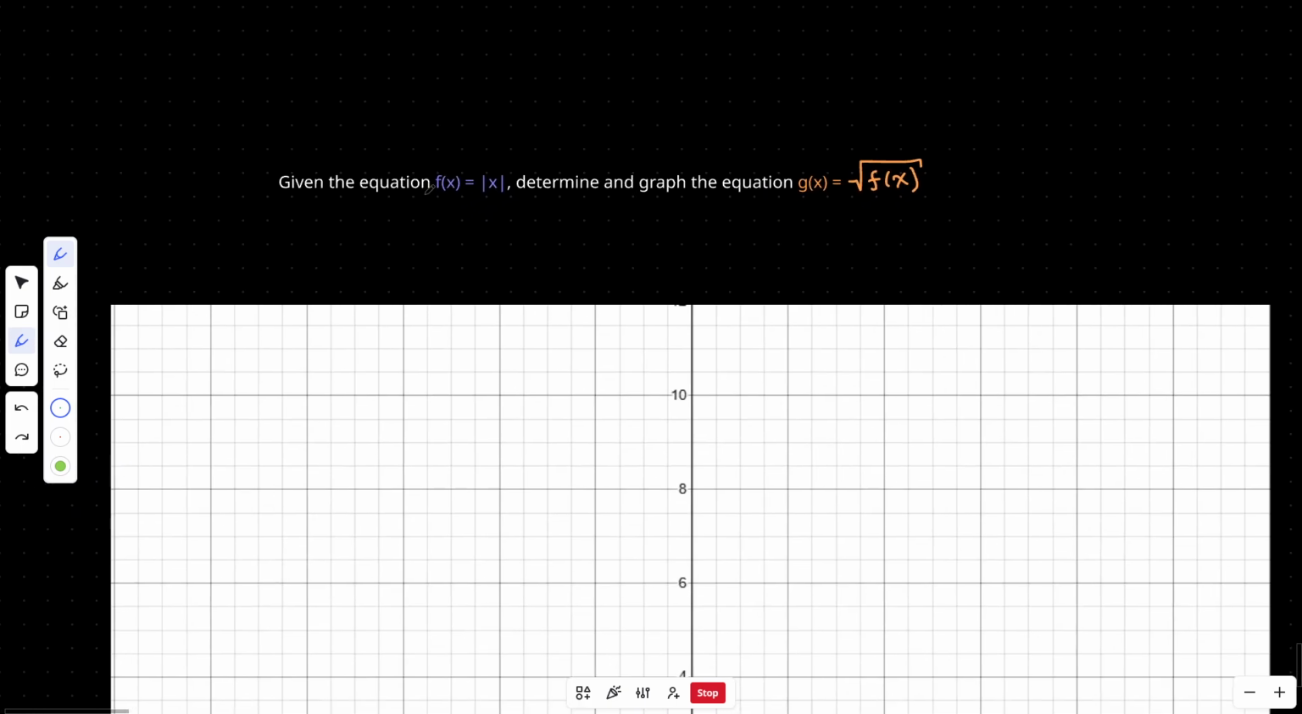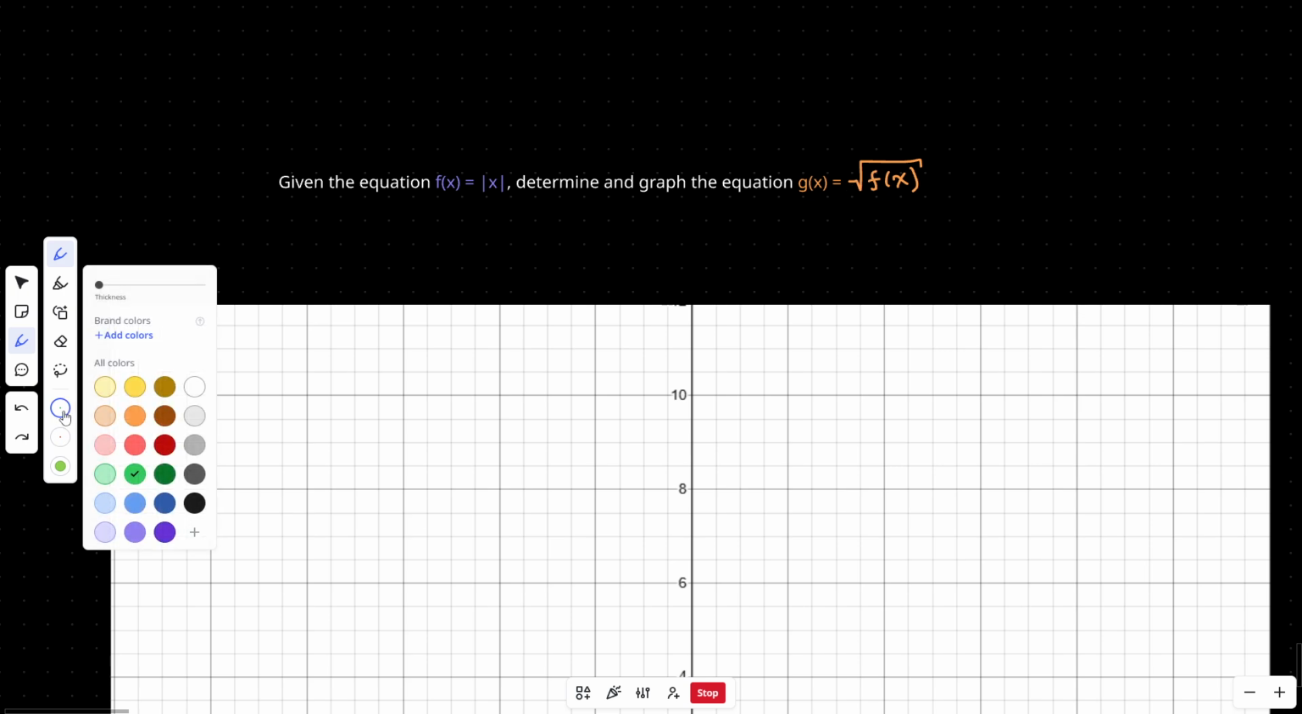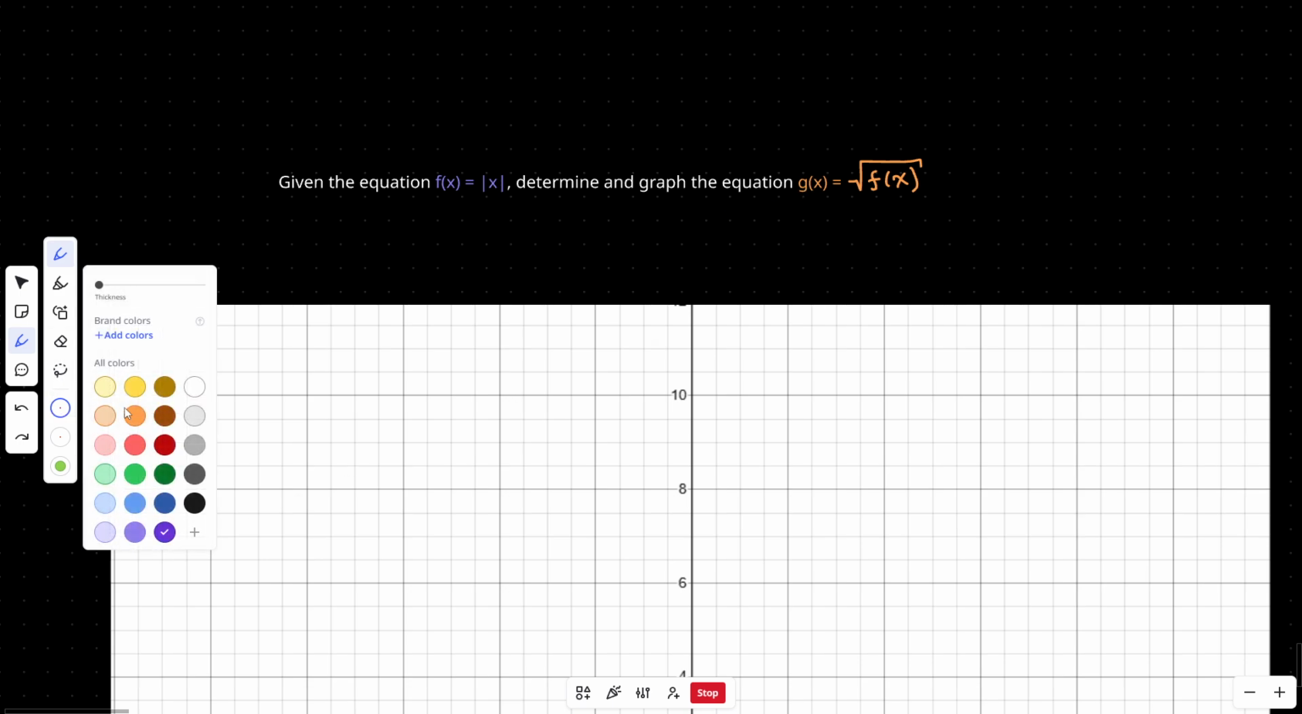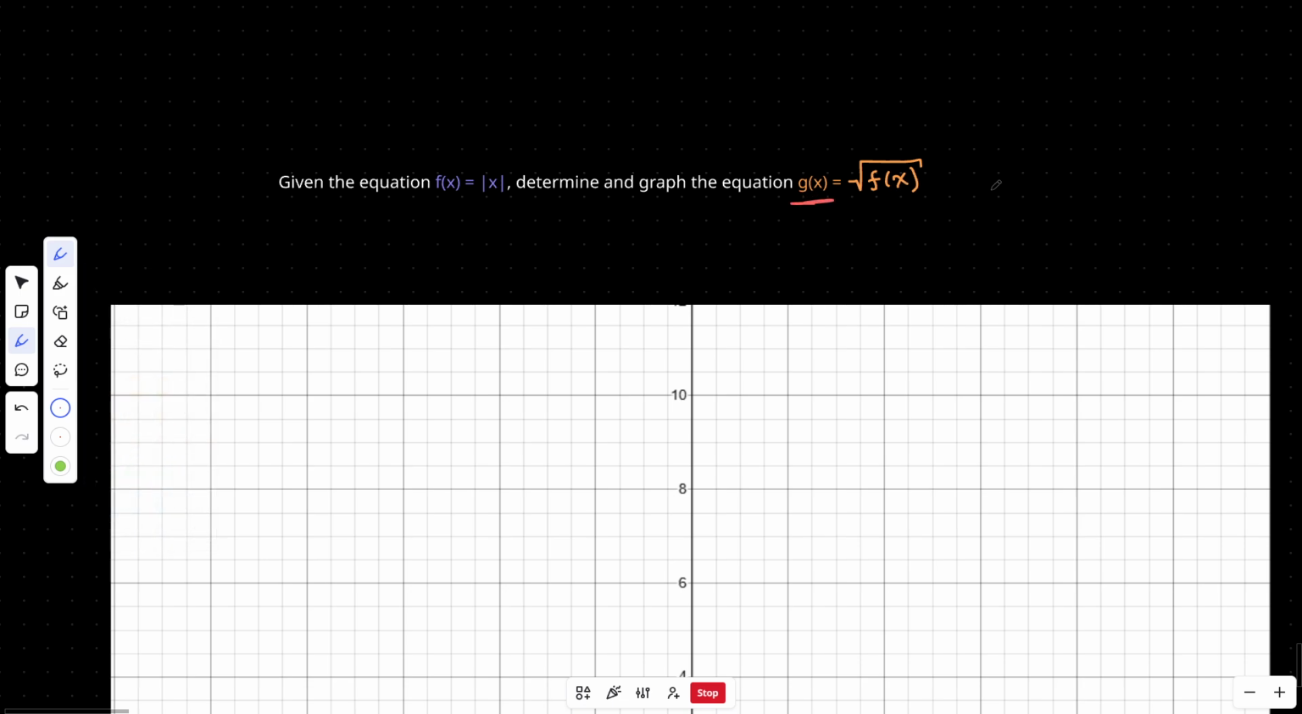So given the equation f of x is equal to the absolute value of x, determine and graph the equation of g of x is equal to the square root of f of x. So let's first of all determine this equation. So it looks like to me what g of x is. Let me pick out a nice color here. Say red. G of x just looks like it's the square root of f of x.